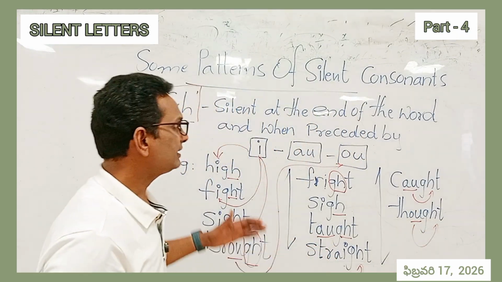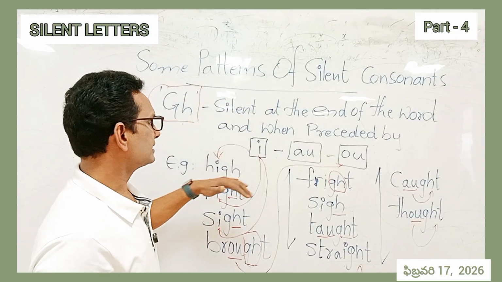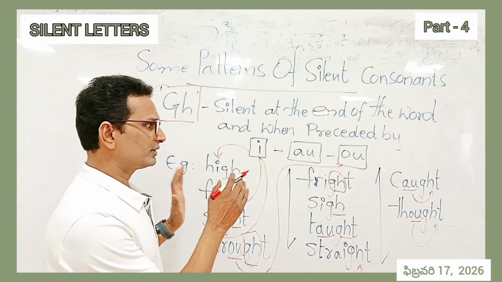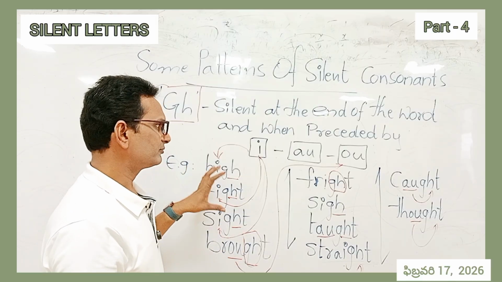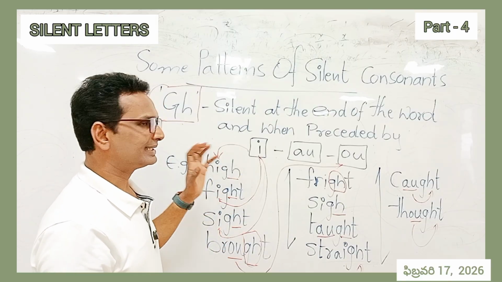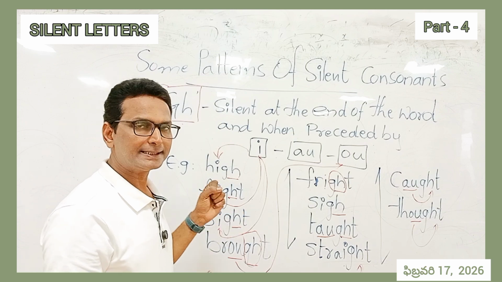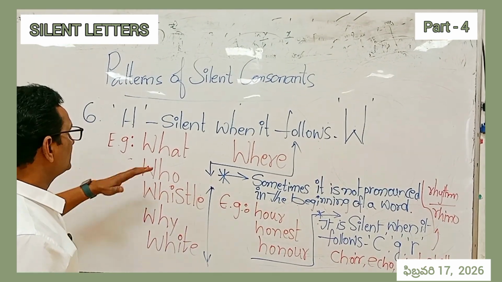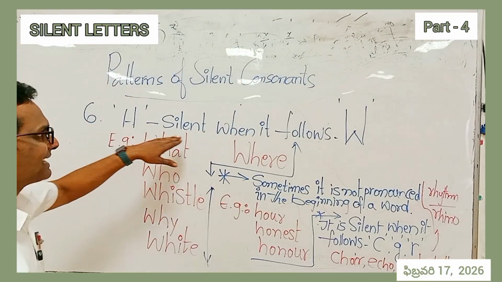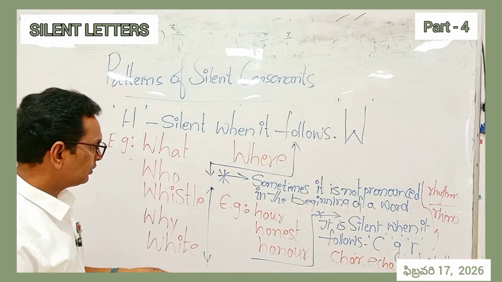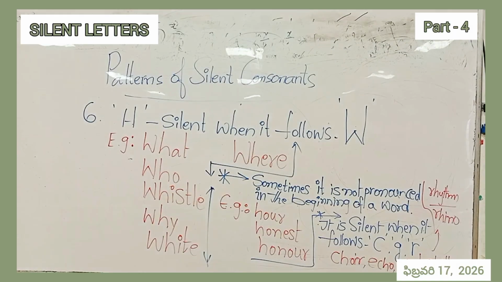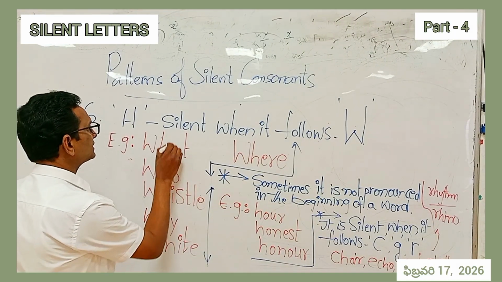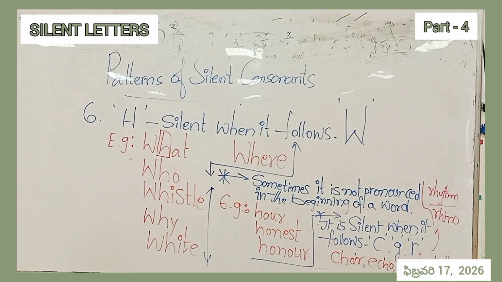This way we can understand that under the silent consonants category, GH is very necessary and most important for us to understand the variation of its application and how it has its own importance in this context. In this pattern of silent letters, silent consonants, we understand H is silent when it follows W. What are the examples for this? H is silent when it follows W.